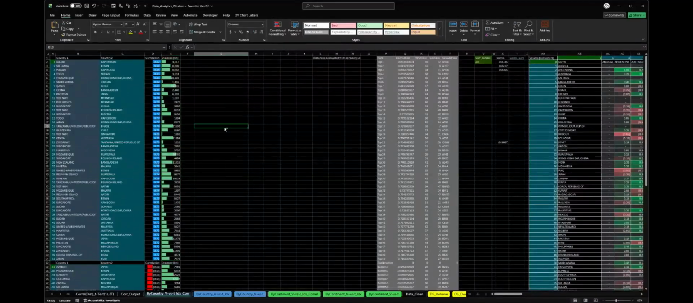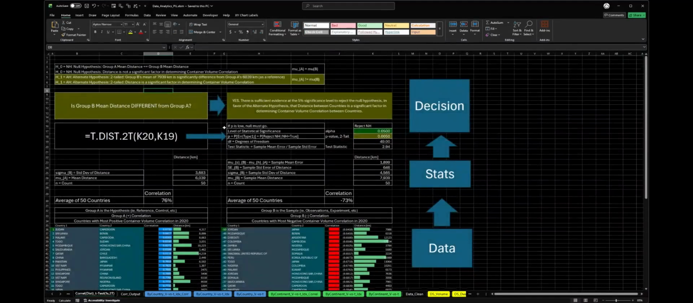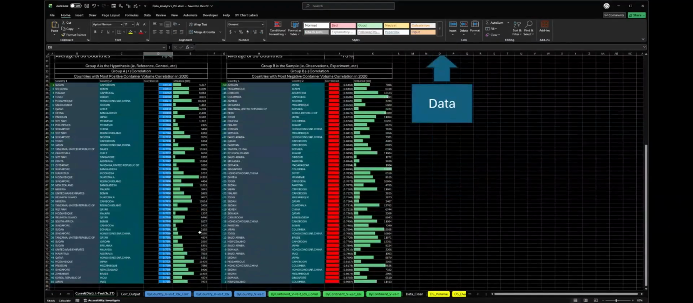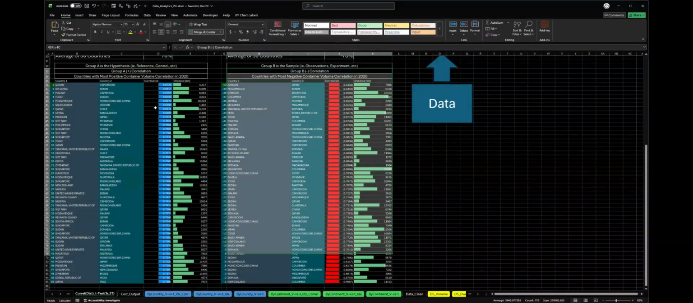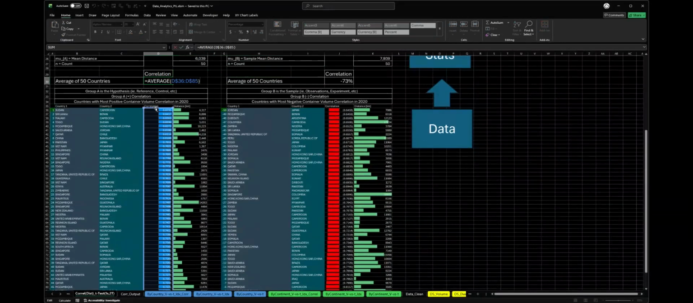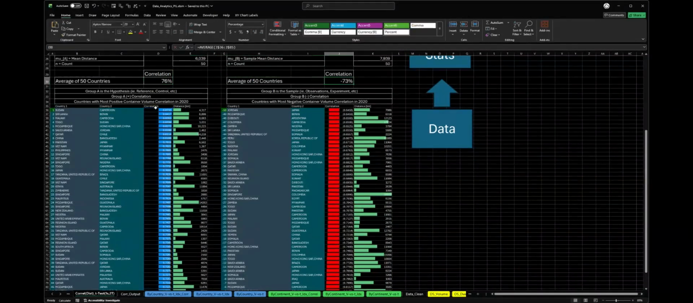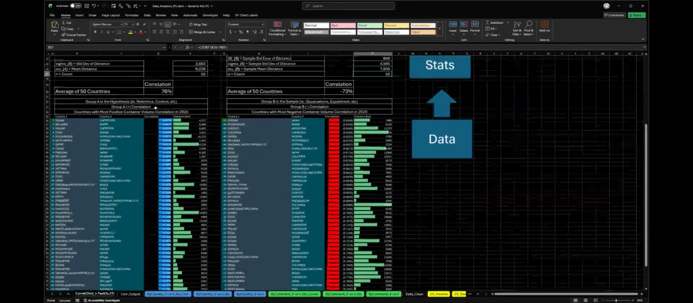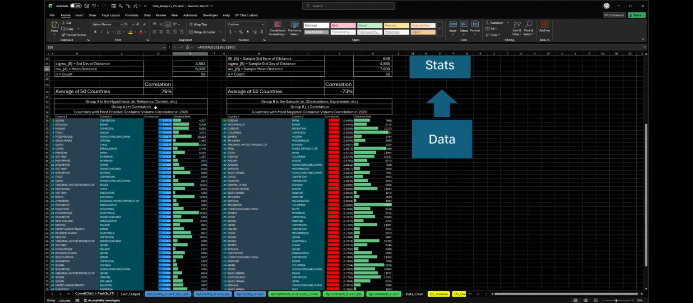So we do some hypothesis testing here. Here on the left, I put group A, which would be the top, most positively correlated countries, right? And on the right, group B would be the most negatively correlated, the last 50, the most negatively correlated countries. So we look at this, the average correlation here for group A is positive 76%, whereas the other one is the other direction, right? Negative 73%.